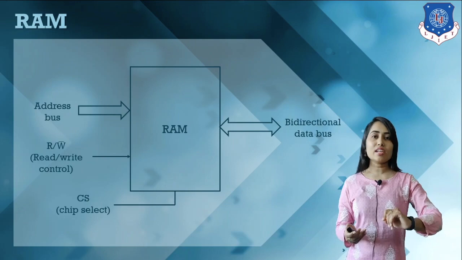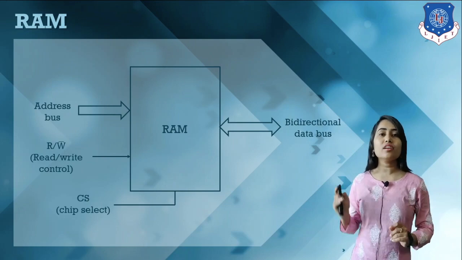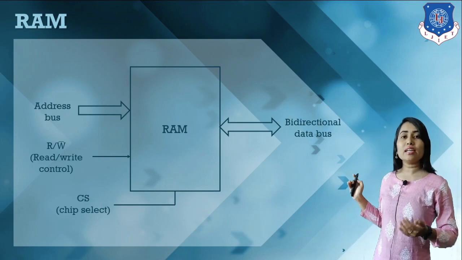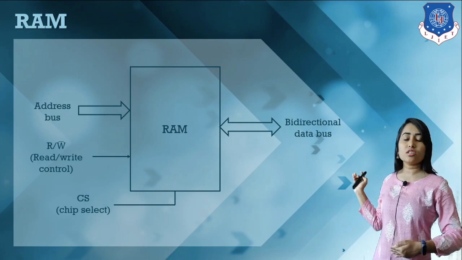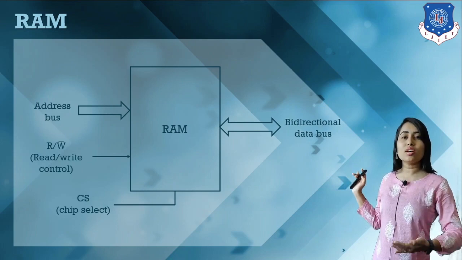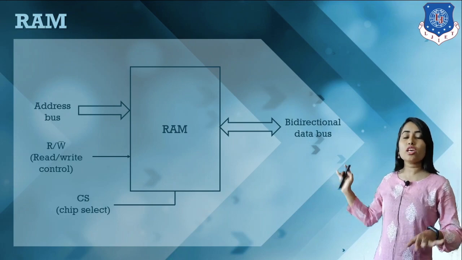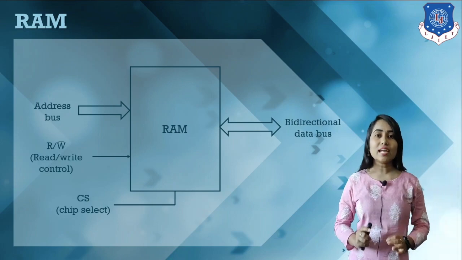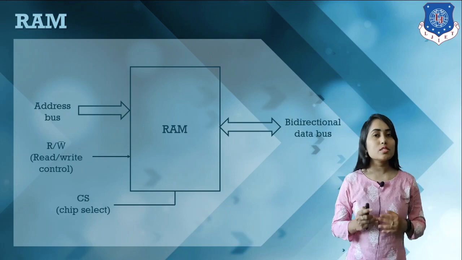Okay, and whether we want to retrieve or store our data, we have to apply the address for this location. When we want to read our data, this bidirectional data bus works as an output, and when we have to store our data, it works as an input. So this is our read and write memory, or random access memory.